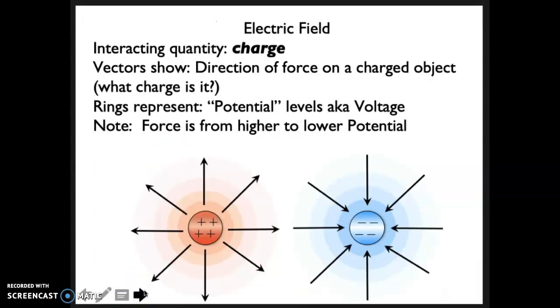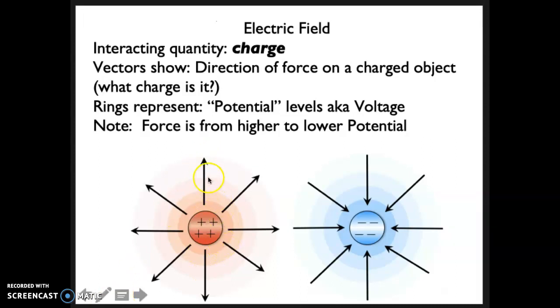Okay, the electric field is very similar. It has an interacting quantity, but it's charge. So the charge can be positive or negative, which is a little bit different. And the vectors show which direction is the force. But the question is, what charge is it that we're talking about the force on? What charge is this vector representing? Pause the video and answer that question.